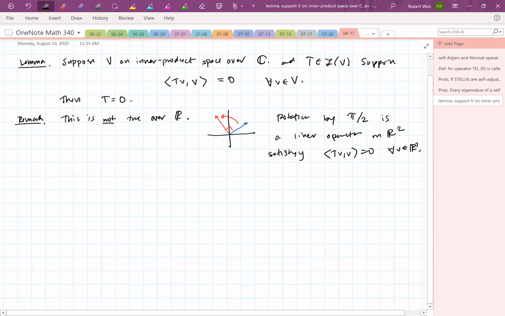So, I'm not sure how interesting this result is just on its own, but like I said, we need it to prove something else, so let's prove it. Sometimes you have to prove some things that you don't really care about in order to prove something that you do care about. And unfortunately, I think the proof is not that illuminating, since it's basically just a computation. So here's the proof. Verify the following identity for every u and w in V. Here's the identity. Take the inner product of Tu and w. This is equal to 1/4 times the inner product of T(u + w), u + w.